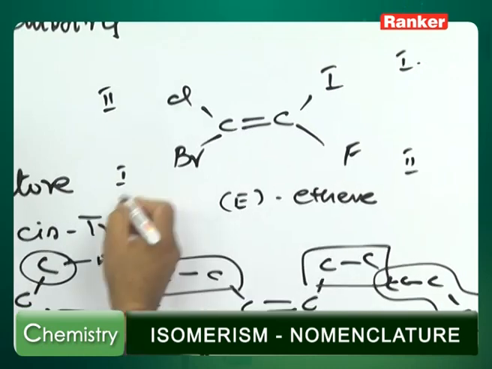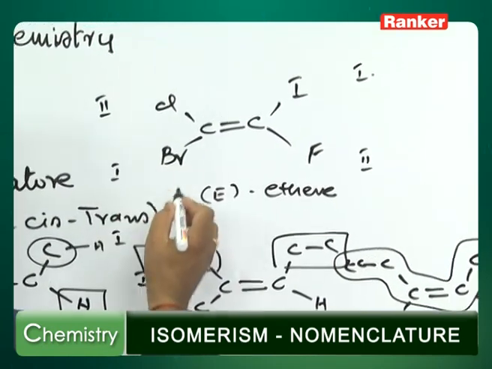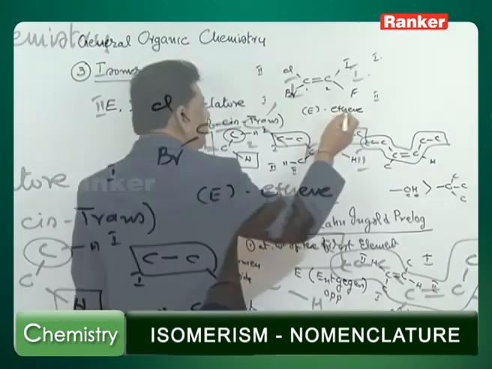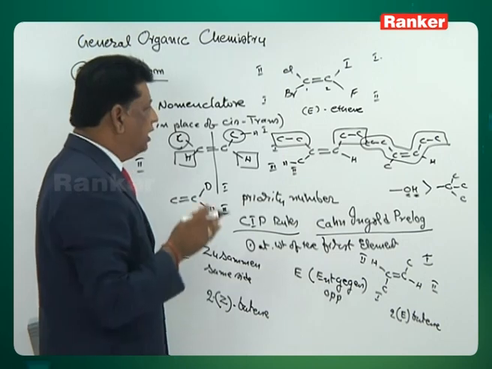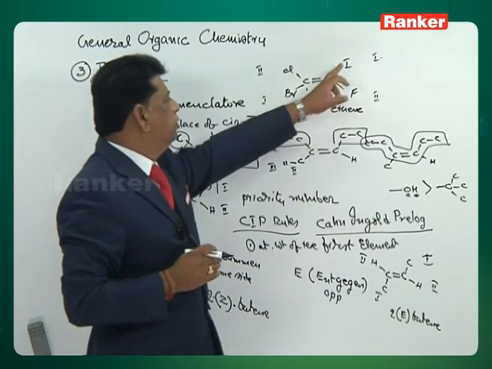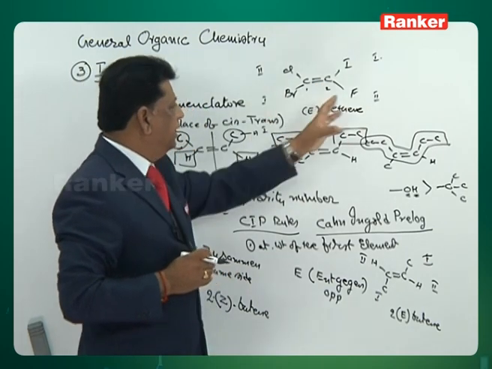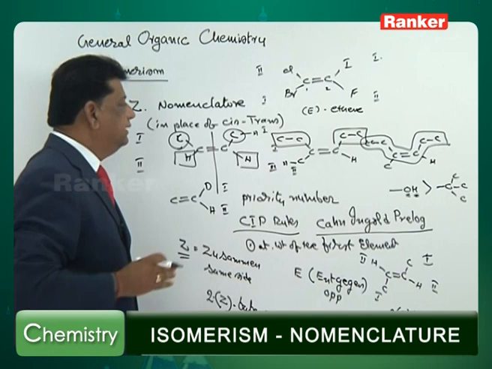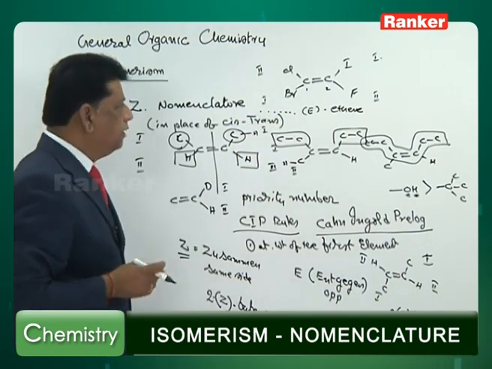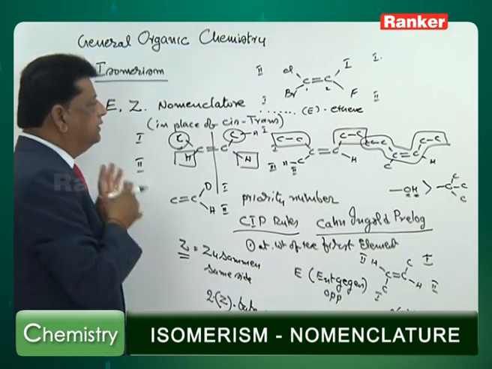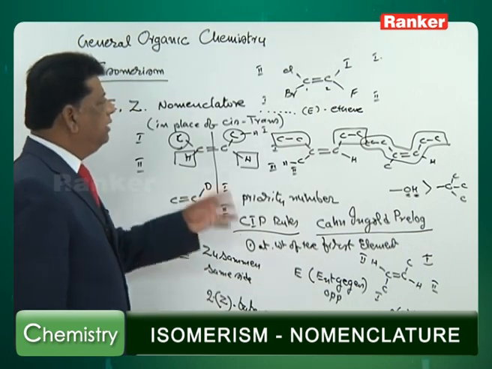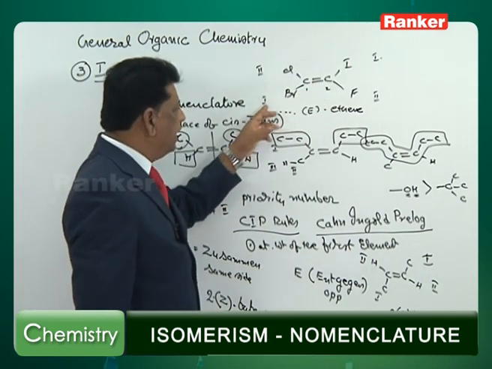Alphabetical order, that is A, B, C, D. So number 1, number 2. At number 1, what groups do you have to say? At number 2, what groups do you have to say? At number 1, 1-bromo, 1-chloro, 2-iodo, 2-fluoro, alphabetically arrange all these groups and say ethene. It is an E-ethene having so and so groups at so and so positions. So all those groups will be prefixed, giving their locating numbers, and then ethene. This compound is E because the 2 number 1 groups are opposite.